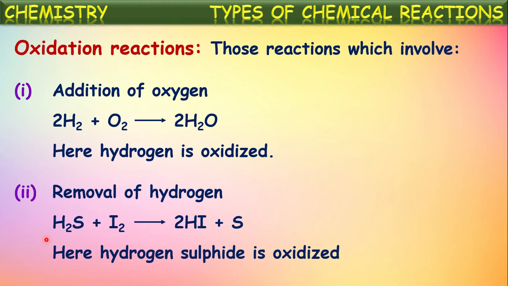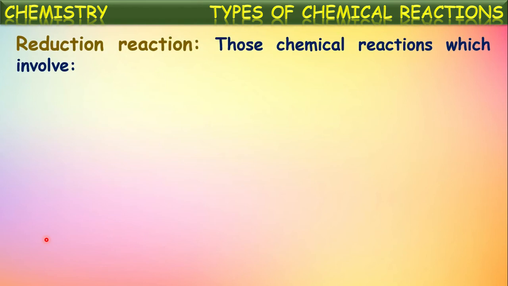Let us see another kind of reaction, that is reduction. Just like oxidation, reduction can also be defined in two ways, in terms of oxygen and in terms of hydrogen. In terms of hydrogen, the addition of hydrogen to a chemical substance is called reduction. In terms of oxygen, the removal of oxygen from a chemical substance can be termed as reduction. Now let us see examples for this in terms of both.